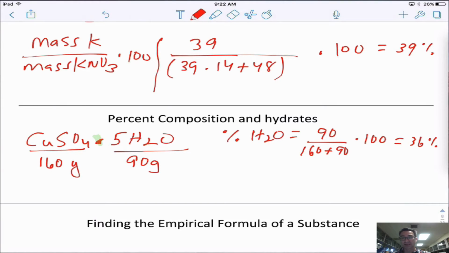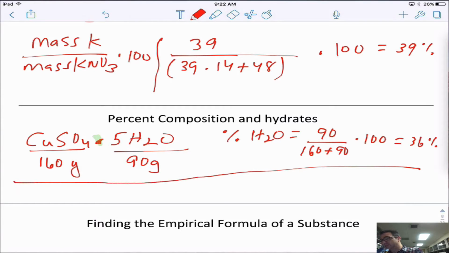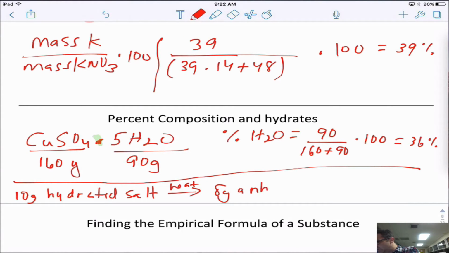Now, on Thursday, we're going to do a lab where we actually experimentally find the percent of water in the compound. And so that looks something like this. Let's say, for example, that we had 10 grams of a hydrated salt. And to get the water out, we have to do something. So what we're going to do is heat this. So if we heat this, let's say that we're left with 8 grams of what's known as the anhydrous salt.